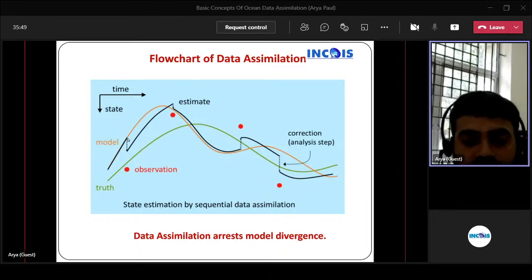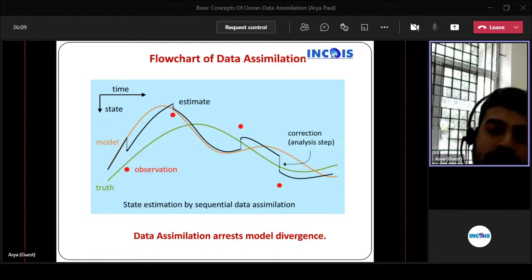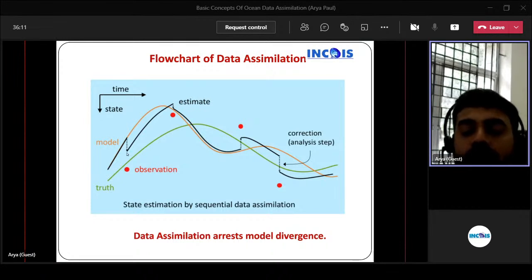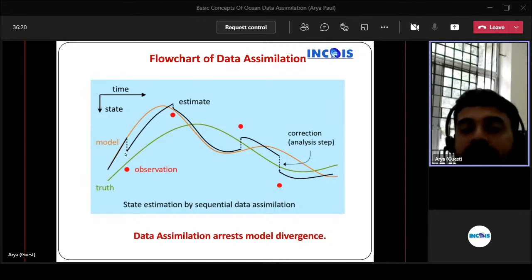Then suddenly at a certain point of time, there is an observation, the first red dot on this chart to the left. Once you have this observation, data assimilation takes that model, arrests the divergence of this model, and brings it closer to the truth. This dotted line is the new initial condition of the model you get after data assimilation. And the model again starts from here and evolves according to the model dynamics.